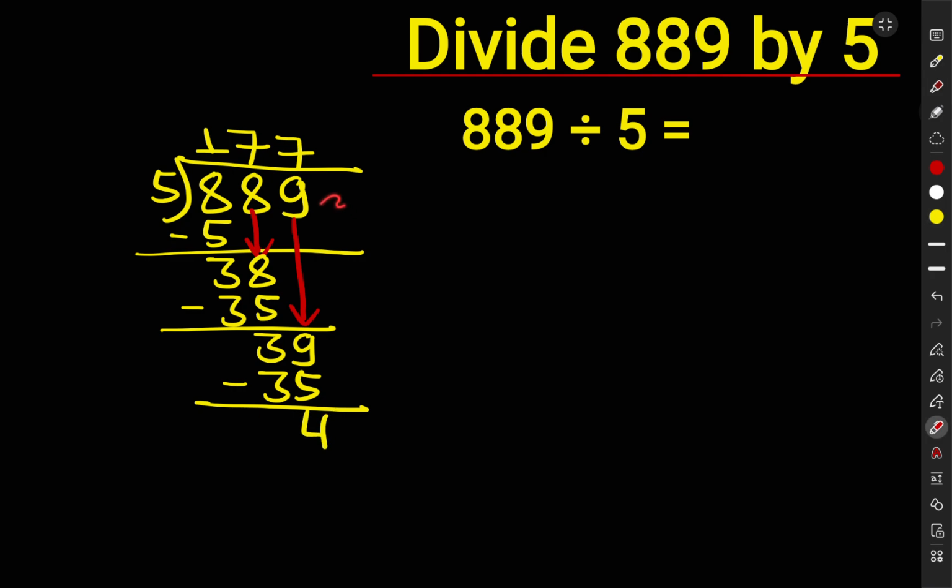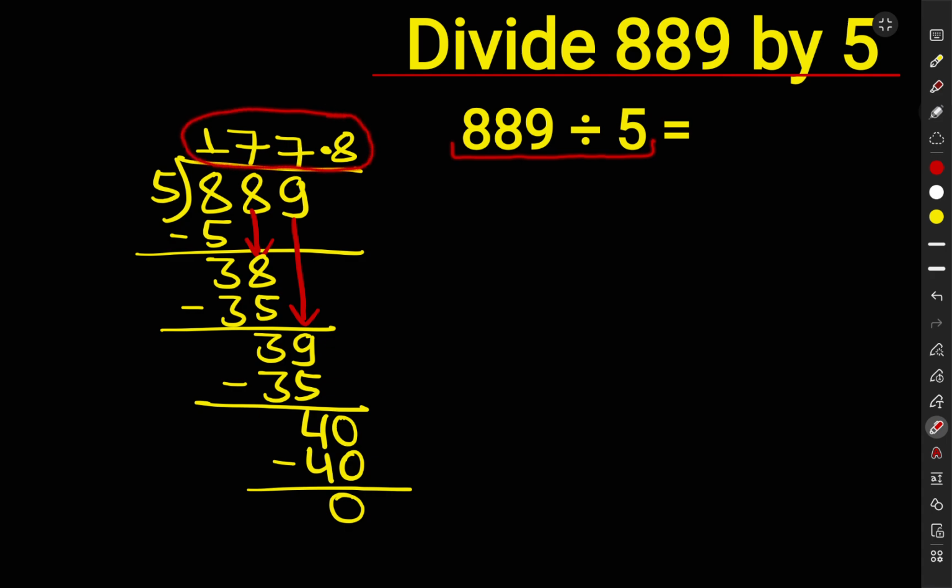So now we have no other number to put down. So we put a decimal here so that we can put 0. So it is 40 and 5 times 8 is 40. On subtracting we get 0. So 889 divided by 5 is 177.8.